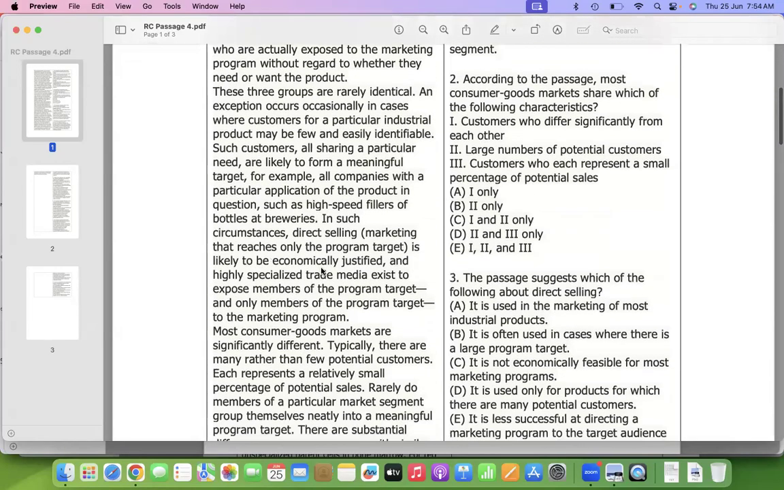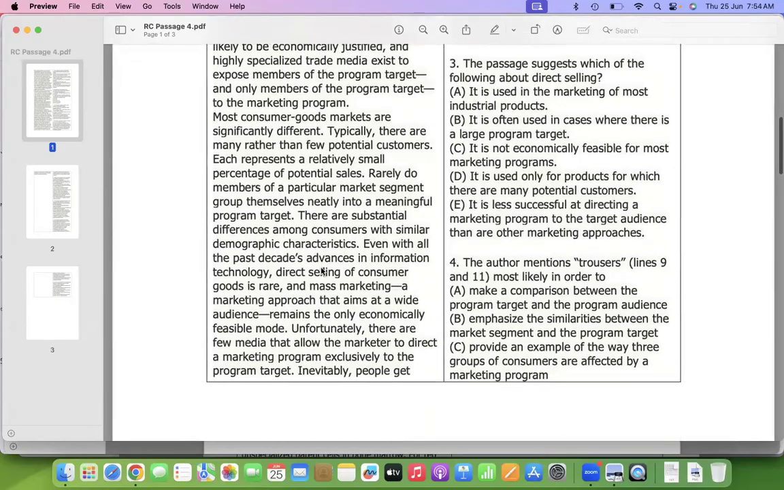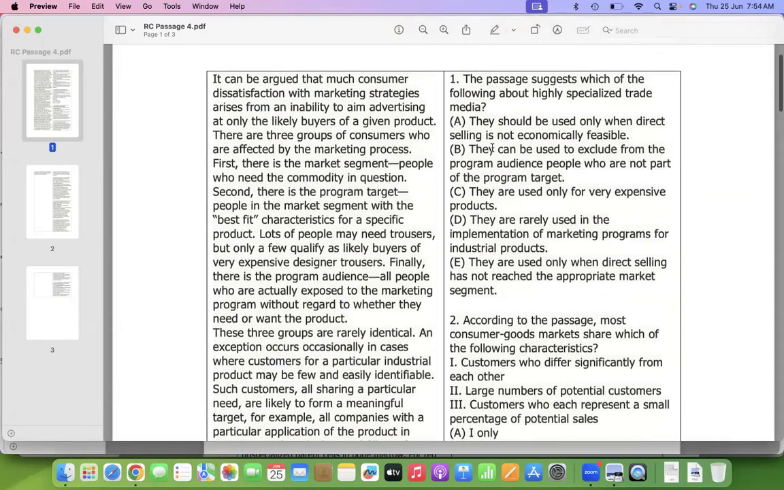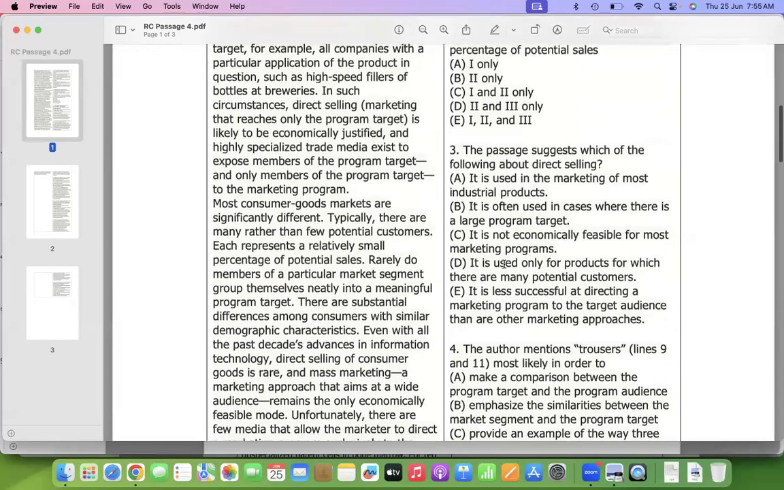Highly specialized trade media are over here. They expose members of the program target and only members of the program target to the marketing program. You had only, and you had the two em dashes. So you know this is going to get tested. You know this is where the answer is going to come from. So you do the idea match. And this is what you get. I hope no doubts here. Bhavisha, are you able to follow through? Yes, thank you. Okay. Now try question 3 here.